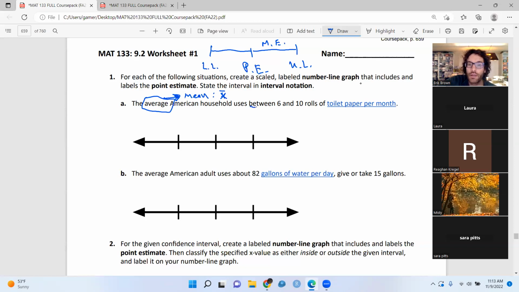Hey, do you remember when we interpreted the confidence interval? We used the word between. 6 and 10 rolls of toilet paper per month. Ooh, nice. Okay. So what are these numbers? Are these X bars? Are these margins of errors? Are they point estimates? Are they limits? What are they?